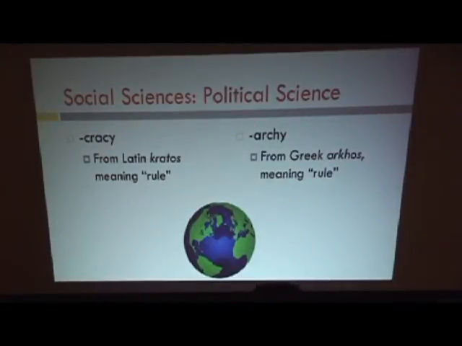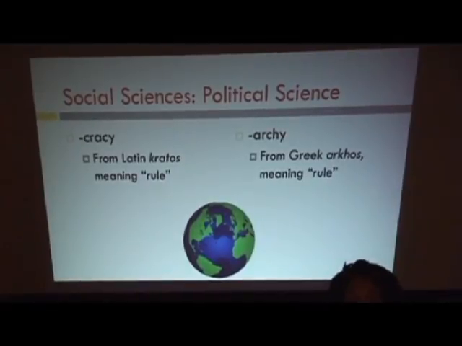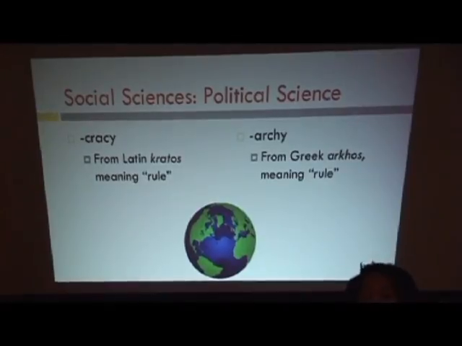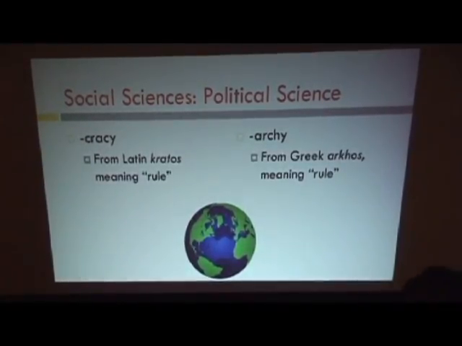This one was very interesting. Very interesting. Crassy refers to rule. So does archy. But crassy is Latin from kratos, and archy is Greek from archos, both meaning to rule. So we know when we see democracy, when we see anarchy, when we see aristocratic, all that has to do with rule. We look at what's before the crassy or before the archy to tell us, okay, what type of rule is this?